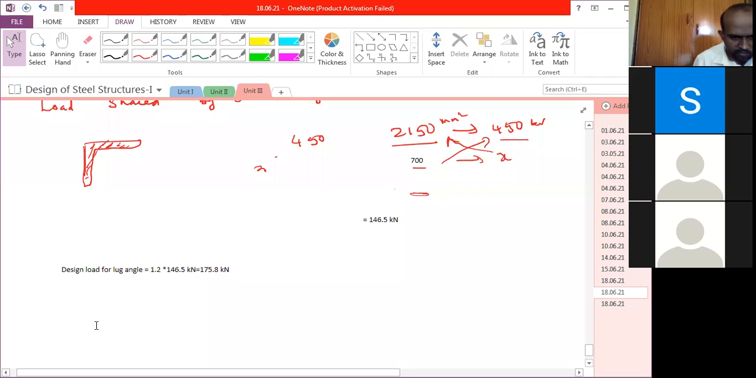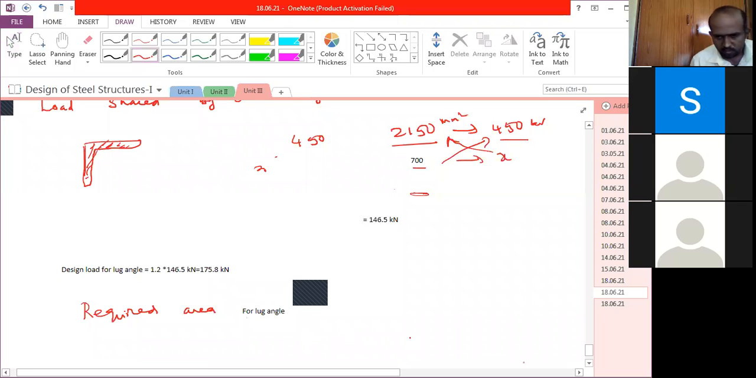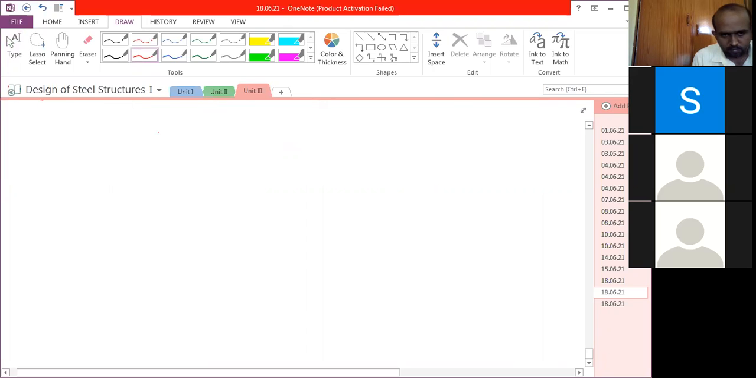Now the required area for the leg angle we are going to calculate. How to calculate? Based on the normal procedure, please calculate. Take the rupture capacity formula. Based on the rupture capacity formula, what formula are we using?